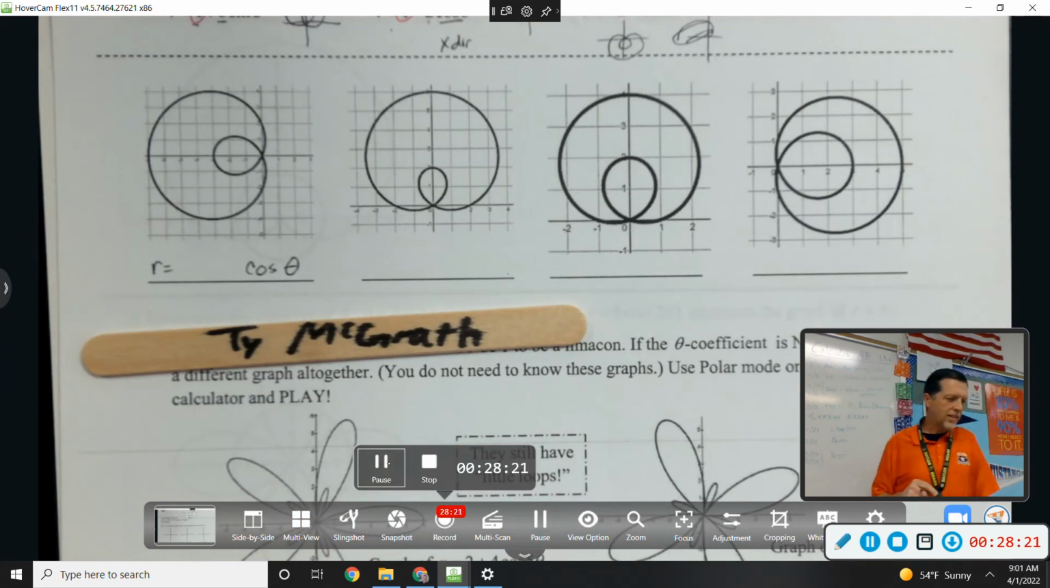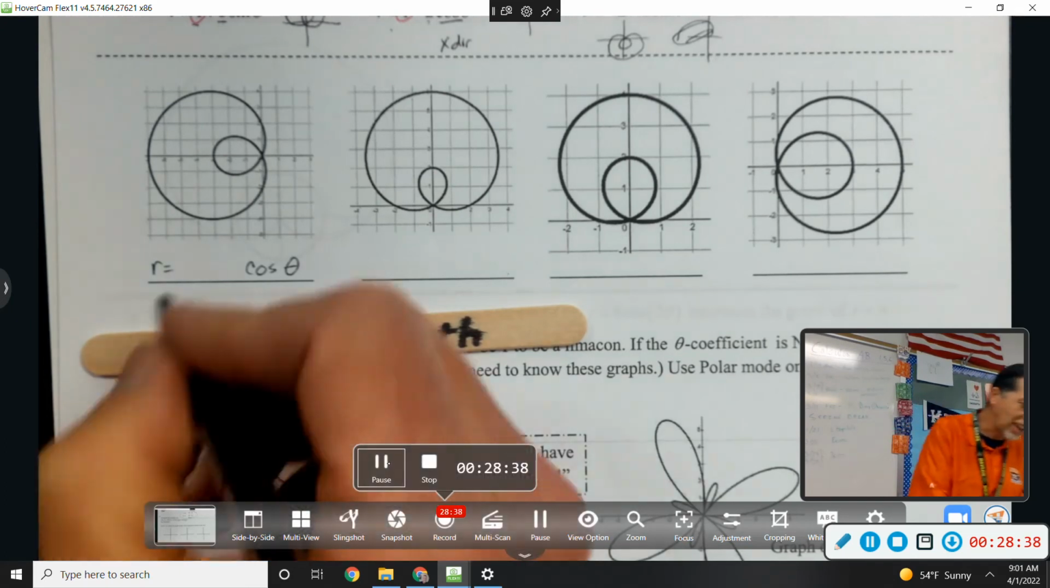Let's see. Ty, what else do we know? I'll just leave it very open-ended. Tell me something else about that graph. Which way is it pointing? Is it pointing sort of normal or backwards? Negative. Good, so negative.